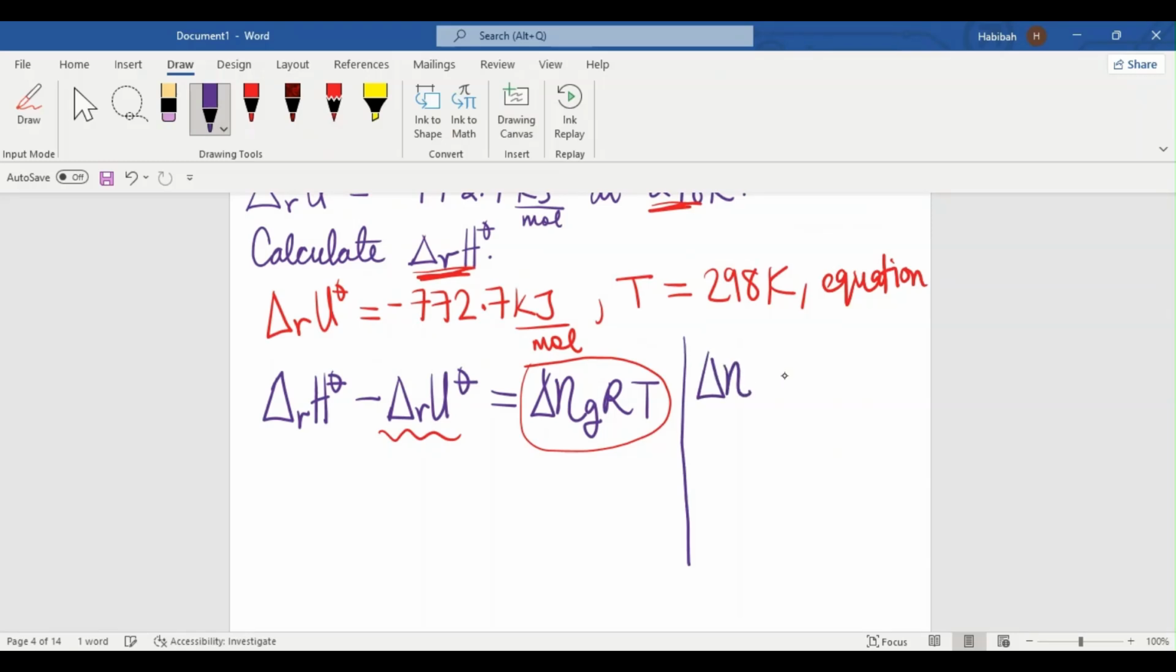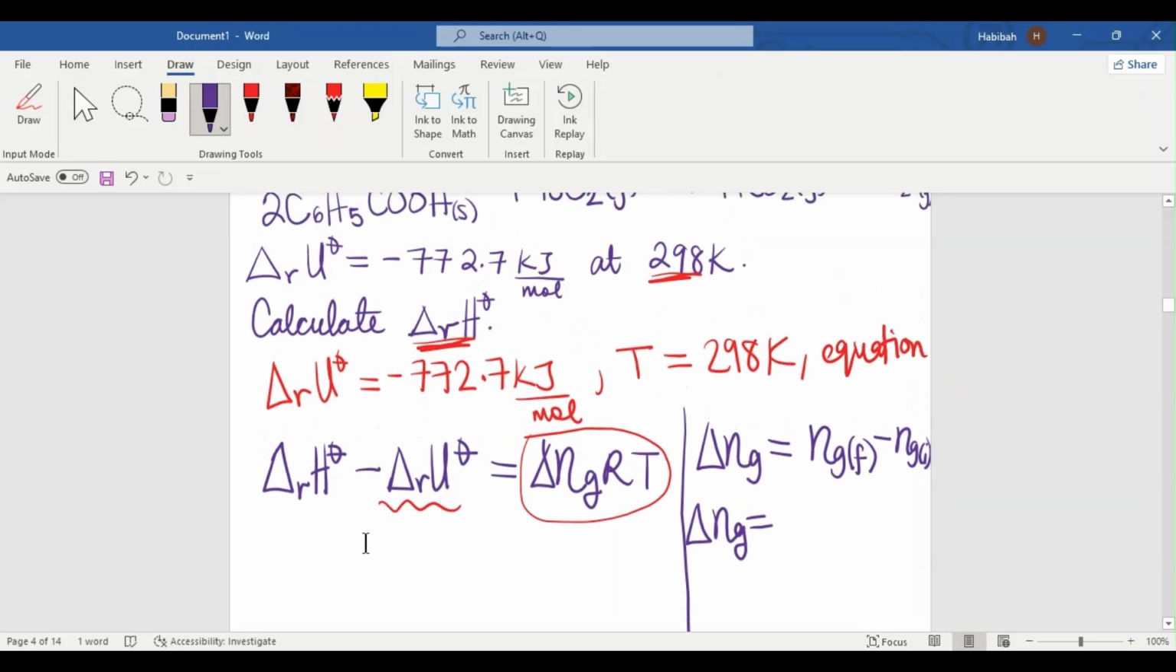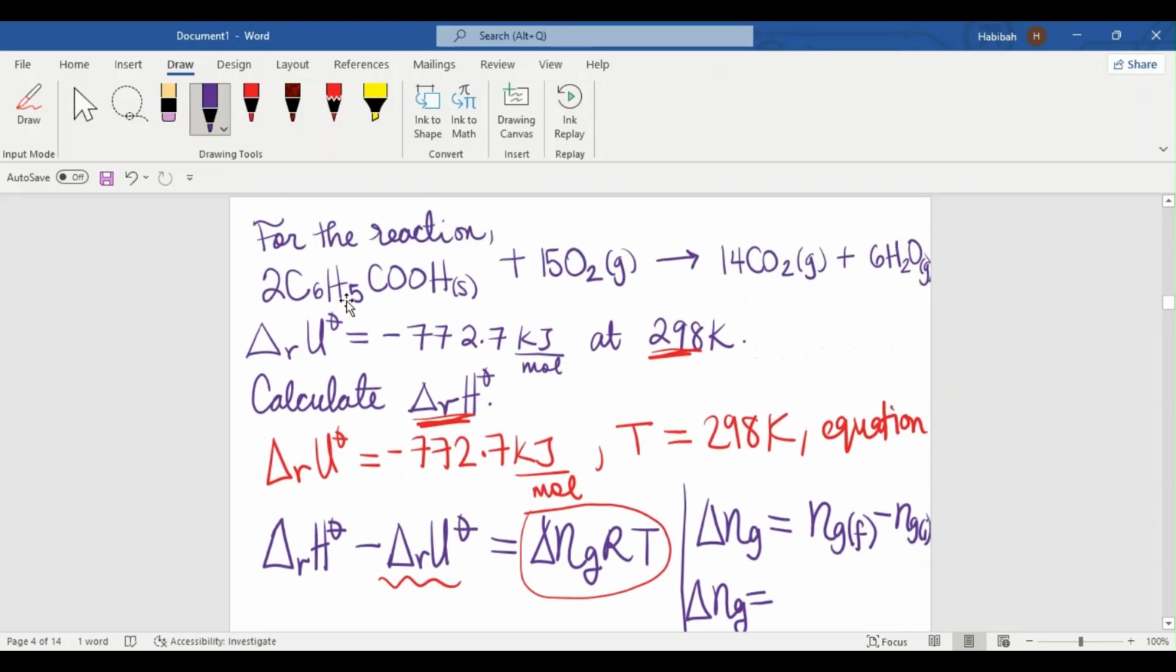So the change in the number of gases is just simply the number of gases for the final state of the reaction minus the number of gases for the initial state of the reaction. So for the final state, I just count the number of gases on the right side of the equation. So you have 14 plus 6, that's 20, minus the initial state.